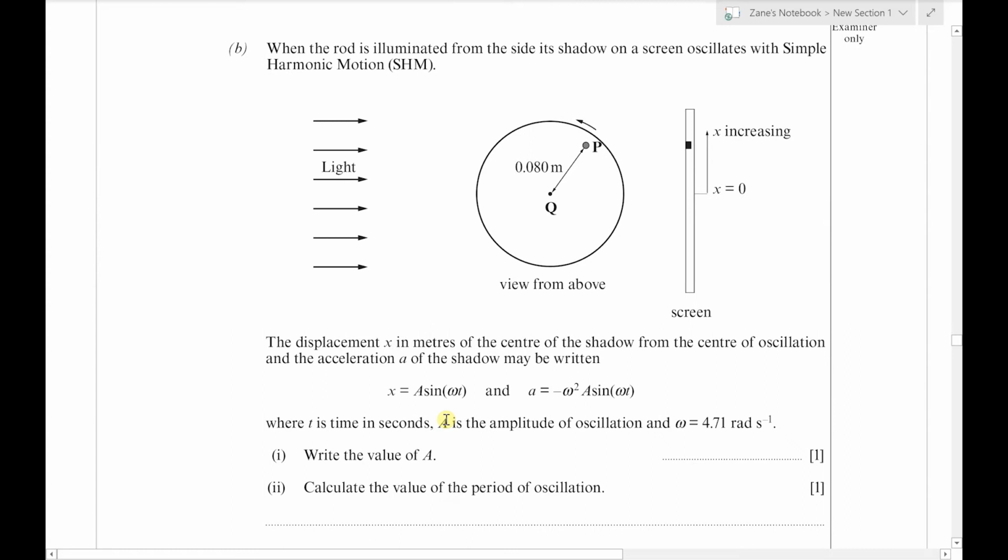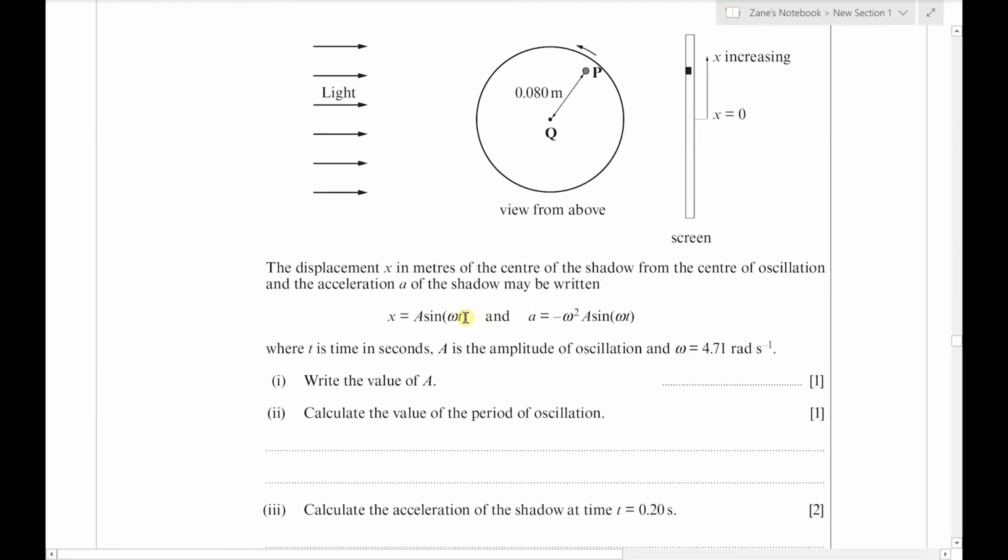The question continues by moving into a little bit of simple harmonic motion. Light is now shone onto that turntable from the side, and the shadow of P moves up and down on this screen on the right hand side. The displacement x in meters of the centre of the shadow from the centre of the oscillation is given by x equals a sine omega t.